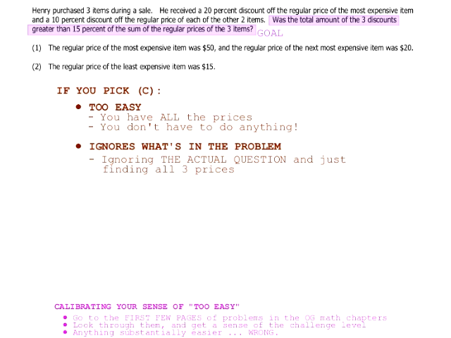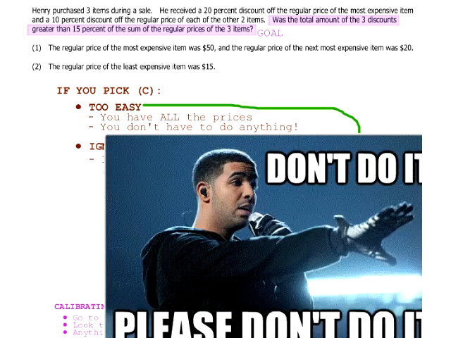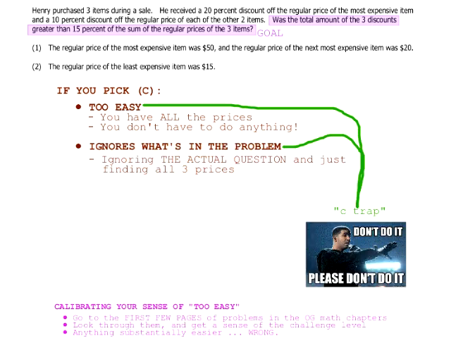We have a name for this when both of these happen. If both of these happen with choice C, that's a C trap. Don't do it. Here, the rapper Drake will tell you what to do with C trap answers. Don't do it. Don't pick them.